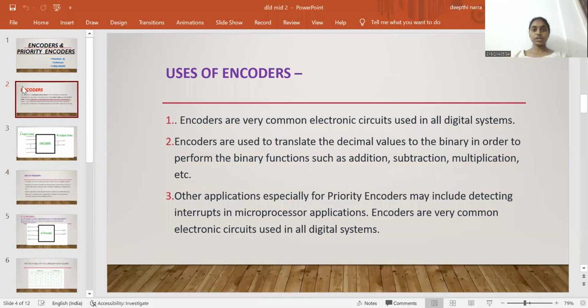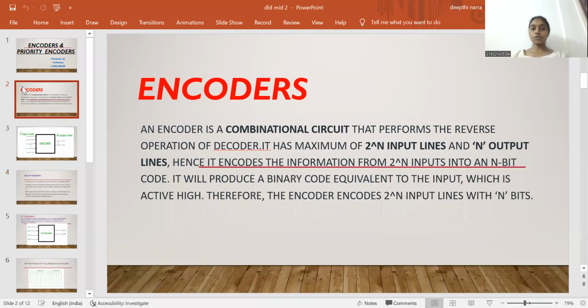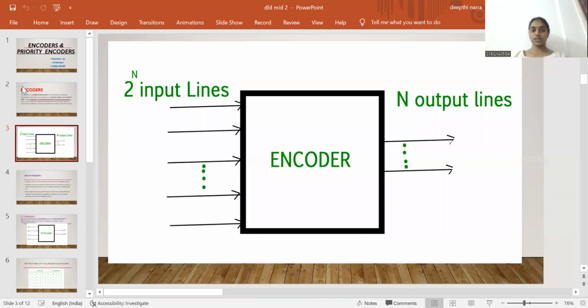First of all, what is meant by encoder? An encoder is a combinational circuit that performs the reverse operation of the decoder. It has a maximum of 2^n input lines and n output lines. Hence, it encodes the information from 2^n inputs into an n-bit code. It will produce a binary code equivalent to the input, which is active high. Therefore, the encoder encodes 2^n input lines with n bits.